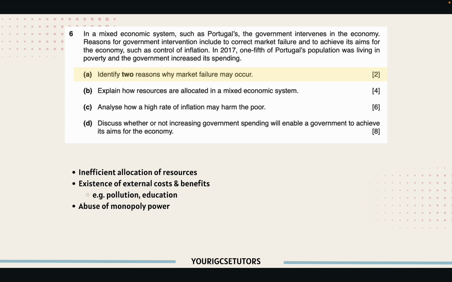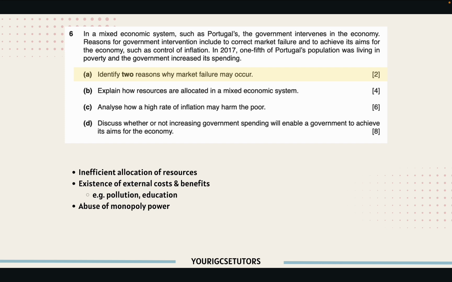Okay, question 6. In a mixed economic system such as Portugal's, the government intervenes in the economy. Reasons for government intervention include to correct market failure and to achieve its aims for the economy, such as control of inflation. In 2017, 1/5 of Portugal's population was living in poverty, and the government increased its spending. Okay, part A, sorry. Identify 2 reasons why market failure may occur.